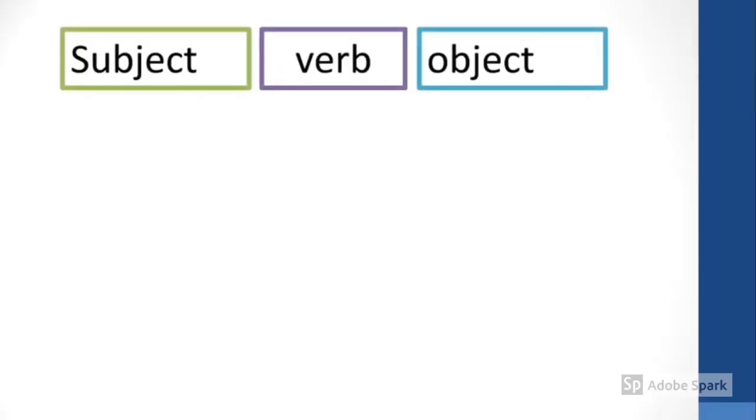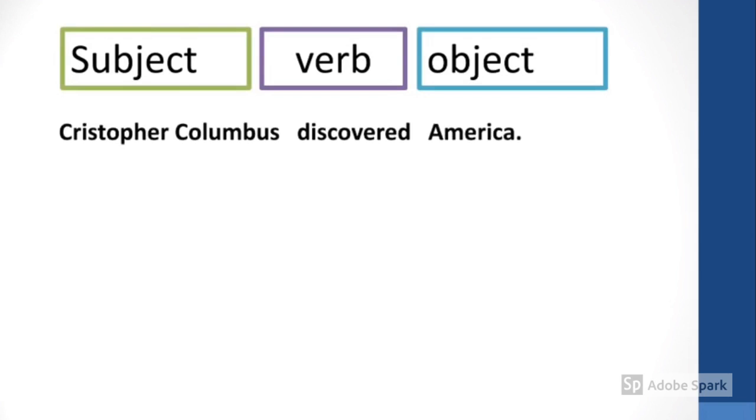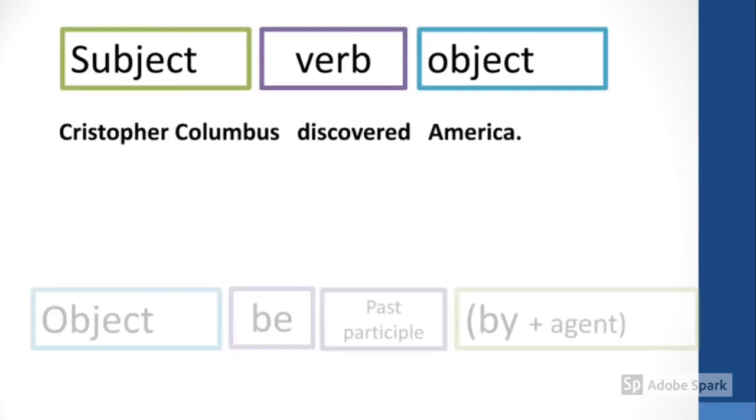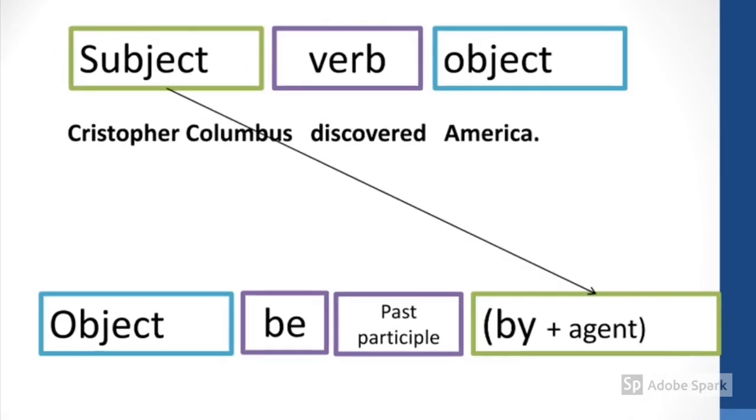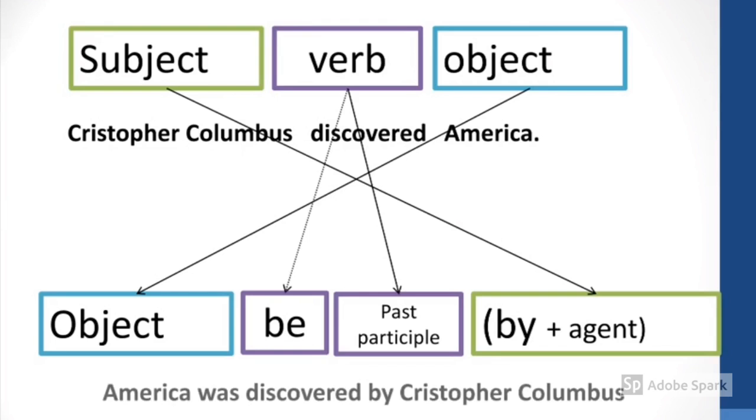Here's another example. First, take a look at the active voice version of the sentence. Christopher Columbus discovered America. To change it to passive voice, the subject goes at the end and becomes the agent. The object comes at the beginning, and the verb is conjugated using the auxiliary verb to be and the past participle of the main verb. America was discovered by Christopher Columbus.